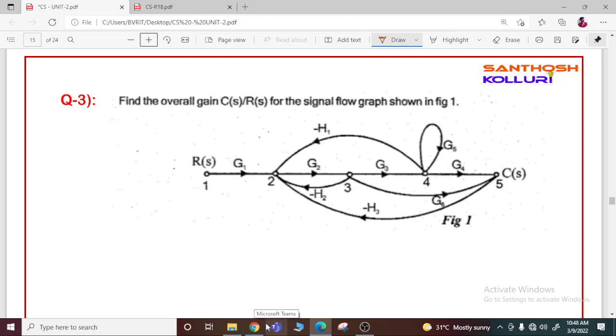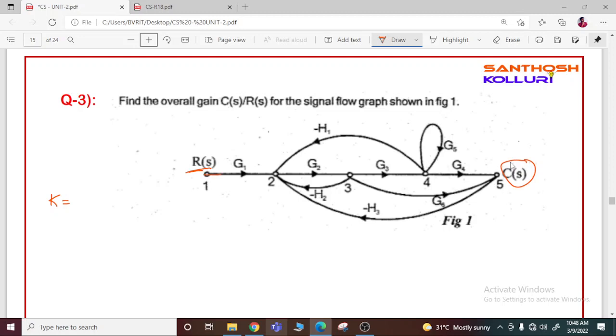So the next problem is to find the overall gain C of s by R of s for the signal flow graph shown in the figure. So this is the signal flow graph which is given, and for this we have to calculate the overall gain, that means C of s by R of s, the transfer function for this signal flow graph. If you clearly observe this diagram, first of all we need to calculate the forward paths, the number of forward paths from input source to output source.